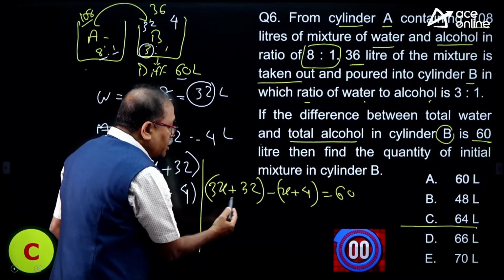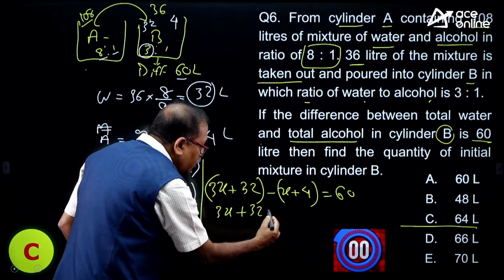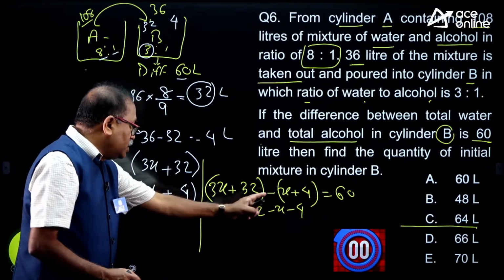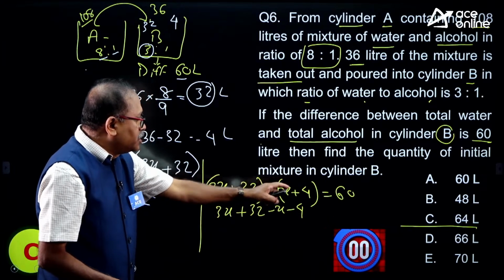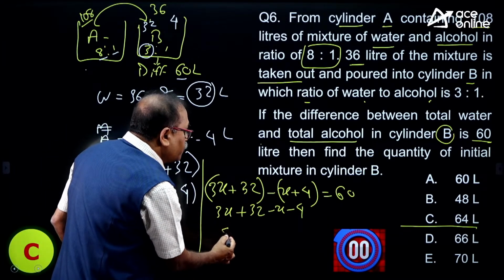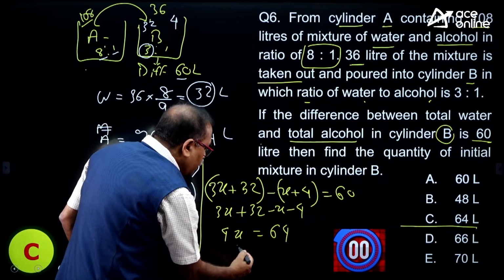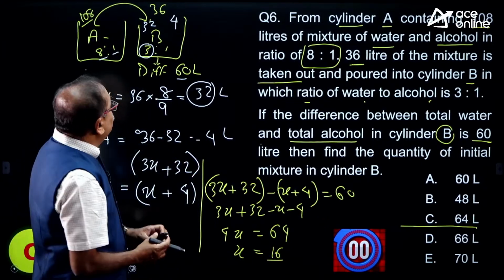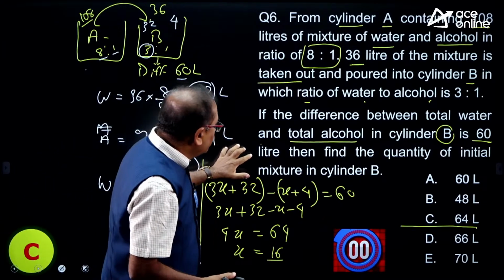So if I open the brackets, this has become 36, 3x plus 32, and minus x and minus 4 will become 60. So here 2x, 28, when the 28 goes the other side. So finally I am getting 4x is equal to 64, and then x is equal to 16. You got this value.